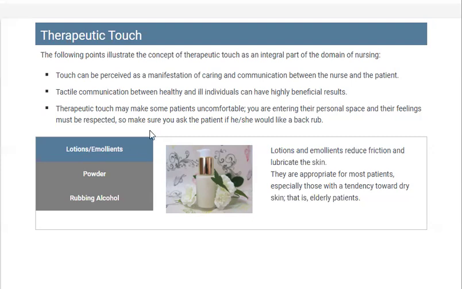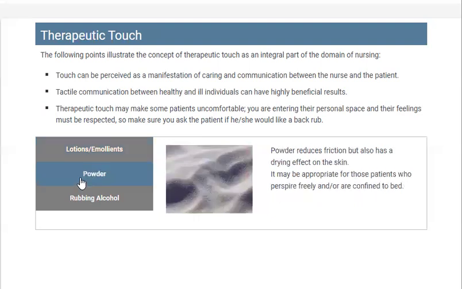Lotions/emollients. Lotions and emollients reduce friction and lubricate the skin. They are appropriate for most patients, especially those with a tendency toward dry skin, that is, elderly patients. Powder. Powder reduces friction, but also has a drying effect on the skin. It may be appropriate for those patients who perspire freely and/or are confined to bed. Rubbing alcohol.